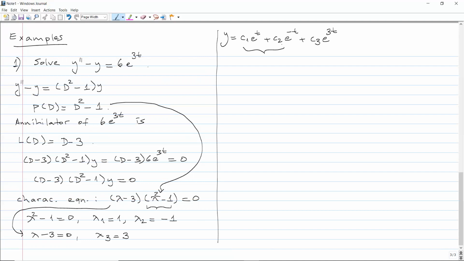Since it comes from P(D), this part with C1 and C2 is going to be our homogeneous solution, and the second part is going to be our particular solution. But as I said, you will see when you substitute this into the equation. So plug this into the original equation, second derivative of y minus y equals 6 times e to the 3t. So in order to plug in, we need the second derivative. Let me write the function again.